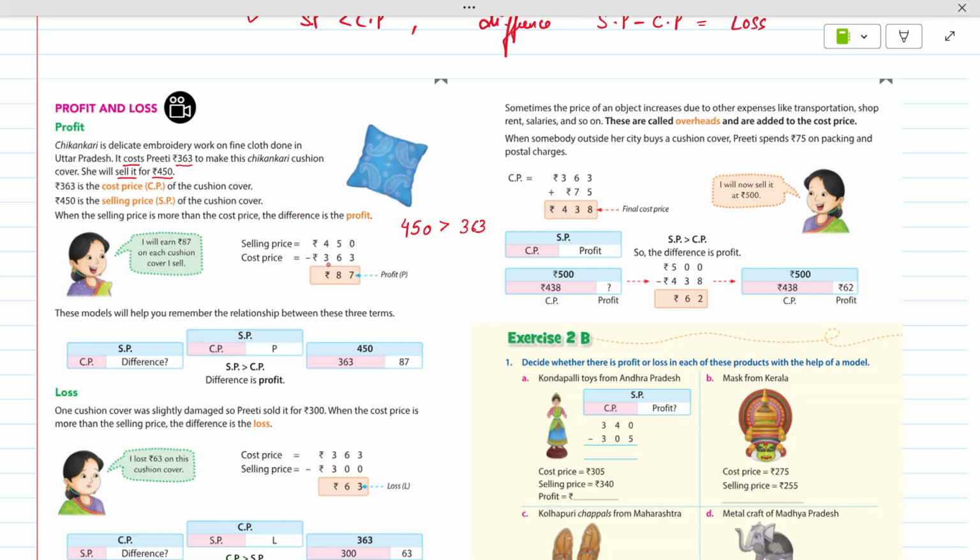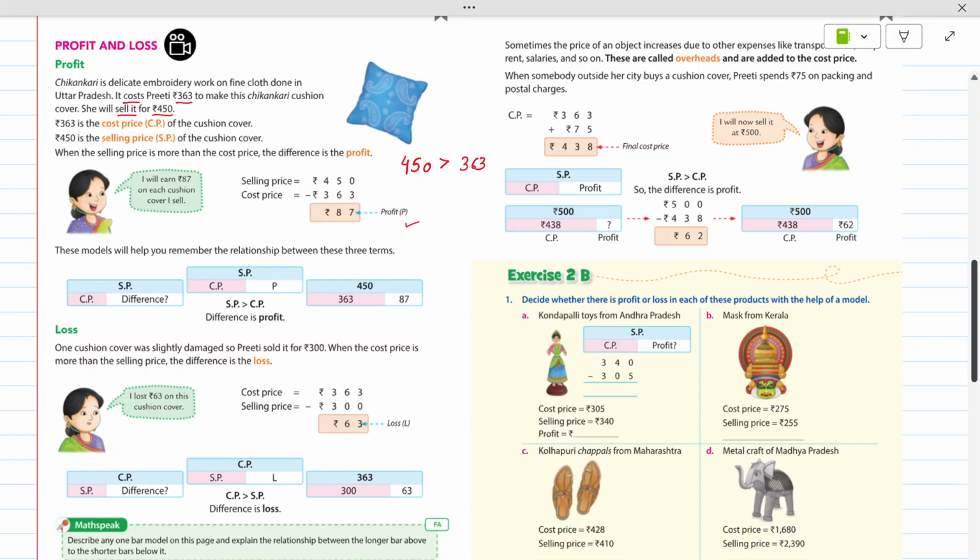We have subtracted the cost price from the selling price and we have got the profit here. Again, we have the models which we have done in grade 4 and grade 5 both. Using this model also, we can see the selling price, this is CP, and this one is the difference here. SP is 450 in our case, CP is 363, and finding the difference is 450 minus 363, which is 87.